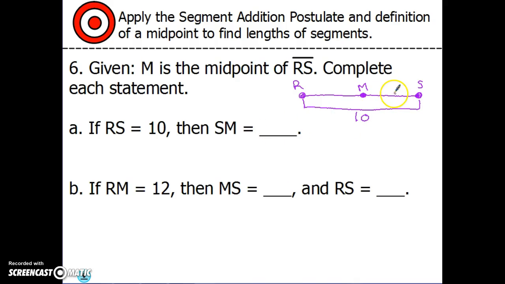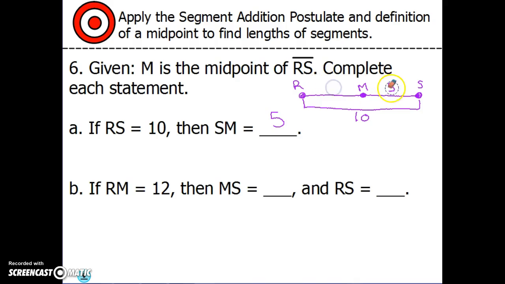If RS, which would be the whole thing, is 10, they want to know the length of SM, which is this part. Well, let's think about it. If the whole thing is 10, and this is a midpoint, that means both of these are halves, which means that each of these must be 5 apiece. So SM is 5.